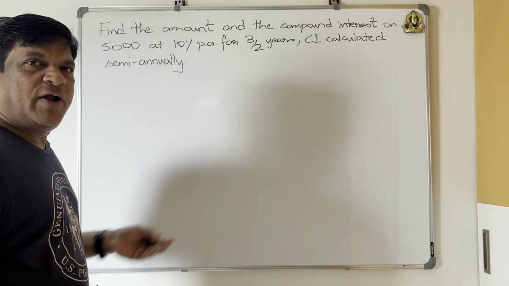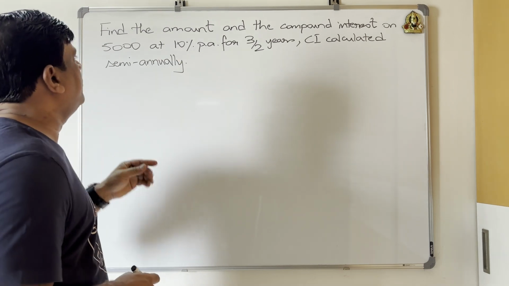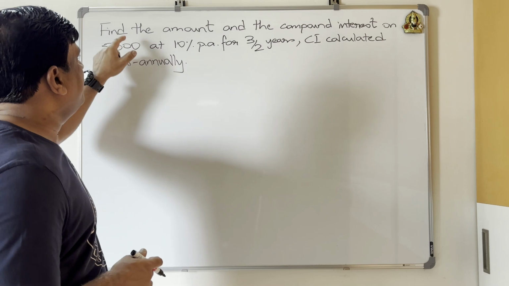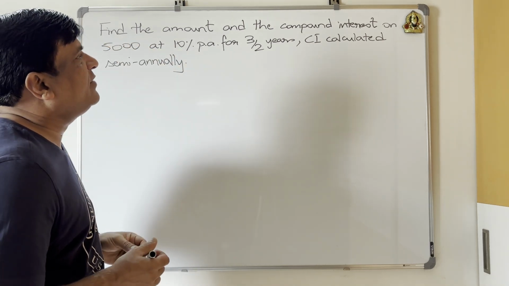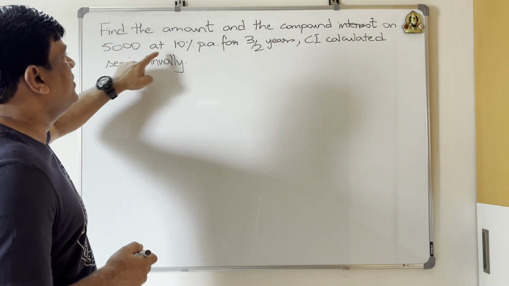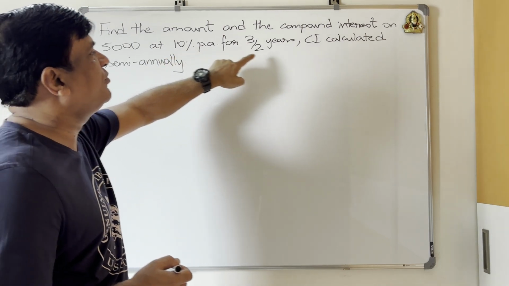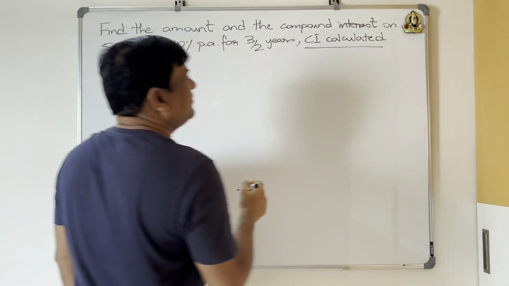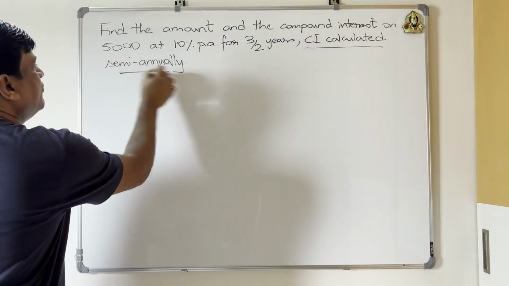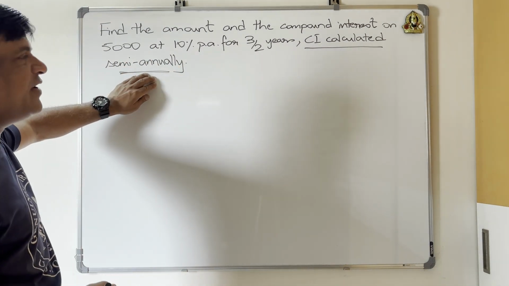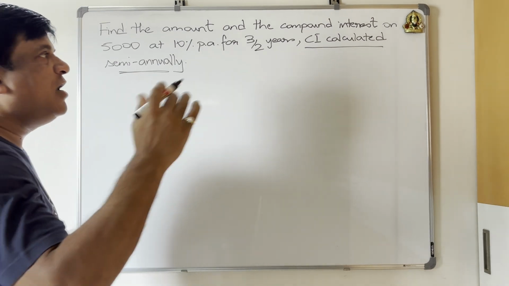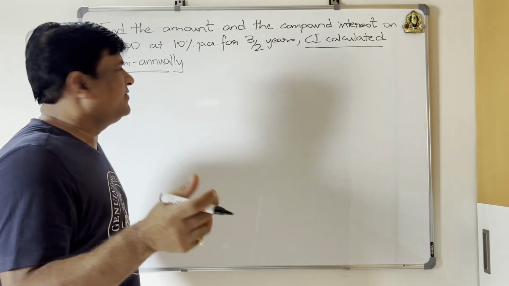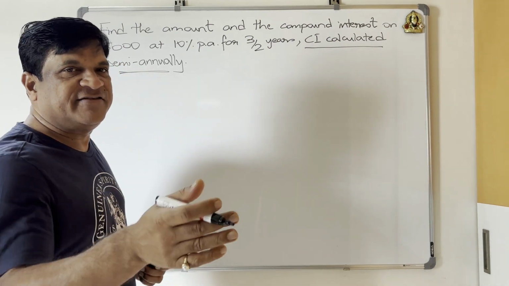Okay, let's try out one more problem similar to the one which we have done previously. What are they saying over here? Find the amount and the compound interest on 5,000 at 10% per annum for 3.5 years. Note this point again. The compound interest is calculated semi-annually. Whenever we get this, it needs to be understood that the compound interest will be calculated in blocks of 6 months. Semi-annually means 6 months.